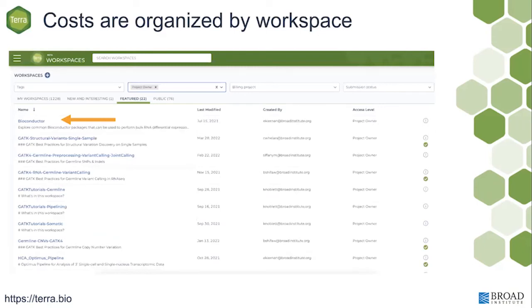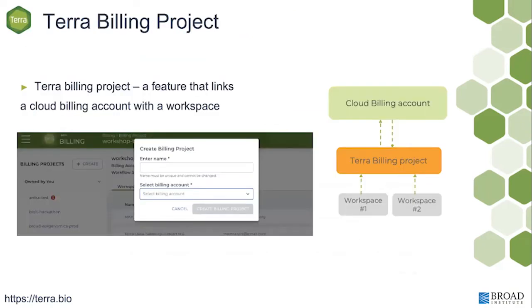Okay, so costs are organized by your workspace. For my workspaces, I have to assign a Terra billing project at the very beginning. When I do that, I'm basically saying all of the workspace costs that I accrue when I'm doing work here, I want to charge back to this Terra billing project. This feature links a cloud billing account with a workspace, and it's like a pass-through.